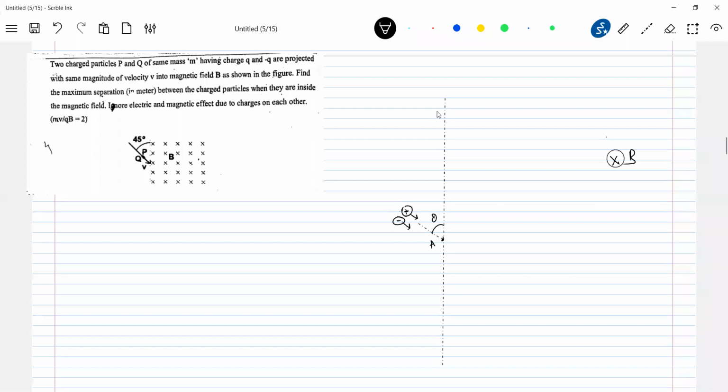Both will enter at the same point A. What will be the path? Again, stick to the basics. What will be the path? The path of the first particle should be a circular path.